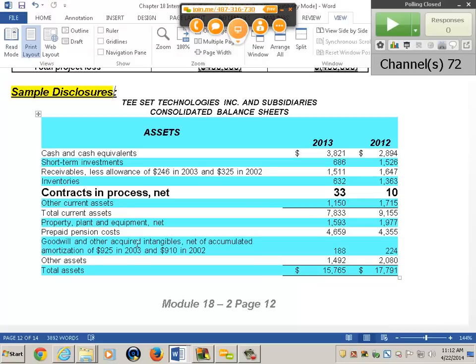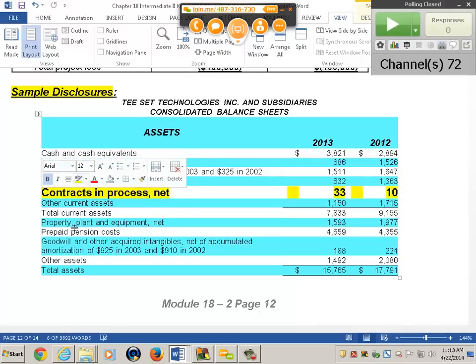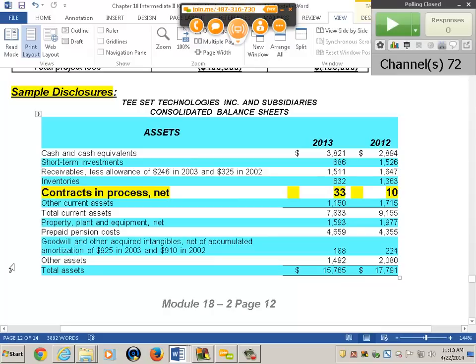But before we do that, let's conclude. I'm not going to go to the questions here, but on Module 18.2, I believe it's page 12, I just want to go through a couple of disclosures. And these disclosures were modified from an actual company. And you can see that they do have their contracts in progress or their net contracts in progress. This, in fact, if you look at this one line here, this is from the percentage of completion basis.